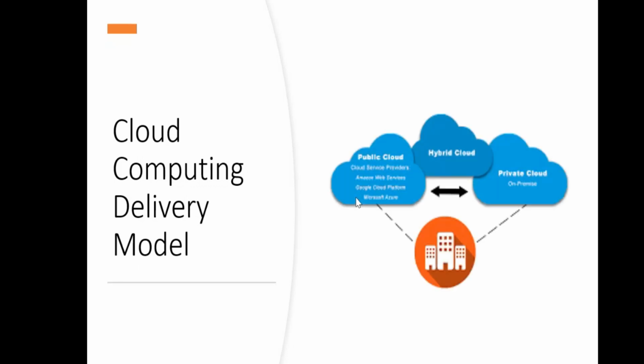Okay, now we're talking about the cloud computing delivery model. What does it mean by cloud computing delivery model? We'll find public cloud, hybrid cloud, and private cloud. You will find these three types of cloud in the cloud computing delivery model. So what are these three clouds? Let's understand them well with an example.